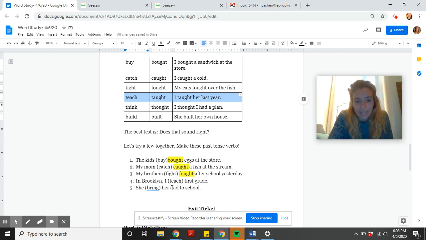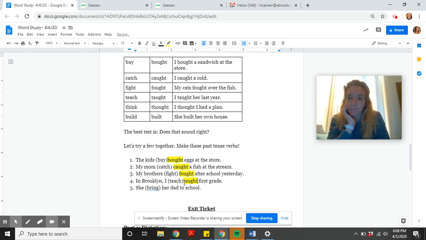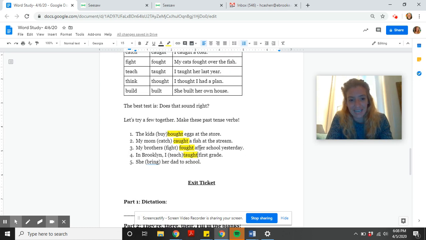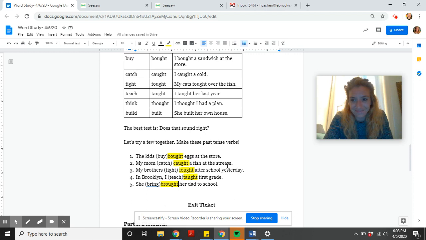All right, and then the last word is the past tense of bring. What's the past tense of bring? Well, that's actually my favorite one. It's good. Brought. She didn't bring. She brought her dad to school.